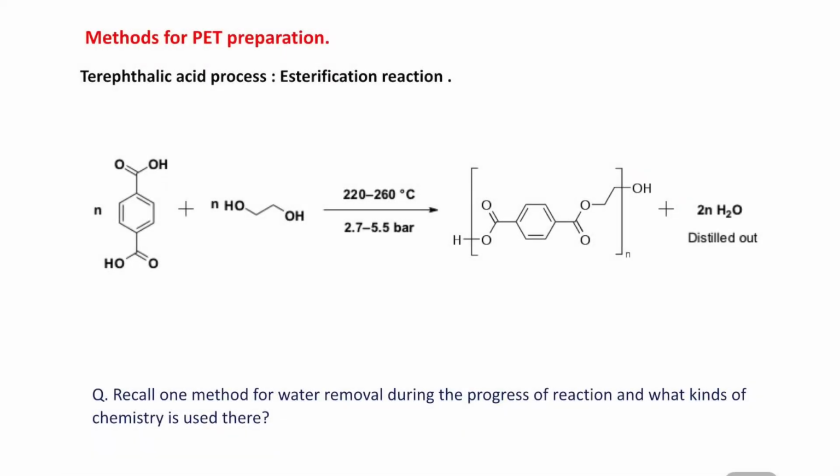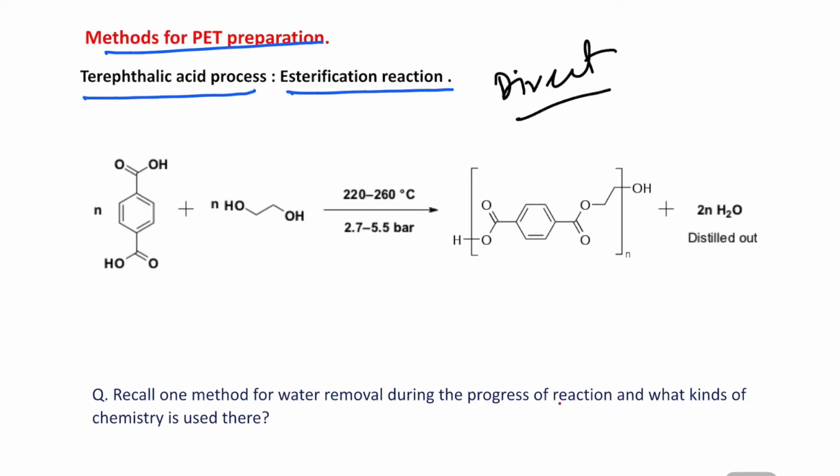Now, in the next step, methods for PET preparation. How is this polyethylene terephthalate prepared another way? Now, the terephthalic acid process is an esterification reaction. You may consider it a direct step, so it's a direct polymer preparation.